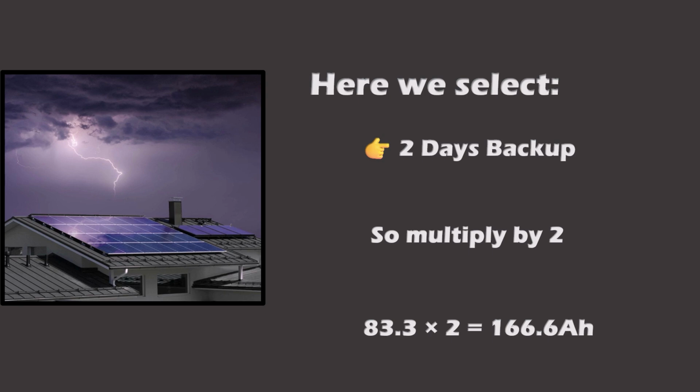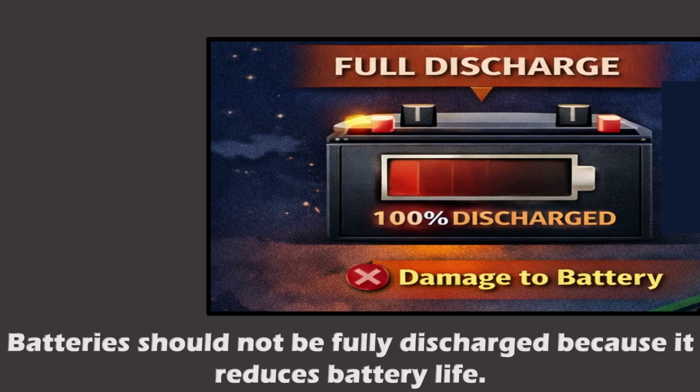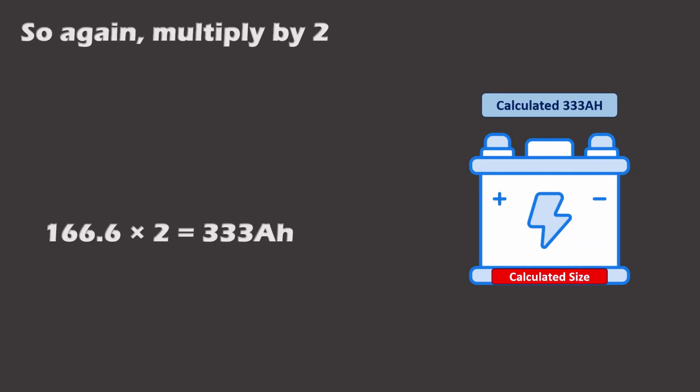Factor 2: depth of discharge, DOD. Batteries should not be fully discharged because it reduces battery life. For most batteries we use 50% depth of discharge. That means we use only half of the battery capacity. So again multiply by 2. 166.6 multiplied by 2. The answer becomes 333 ampere hour.